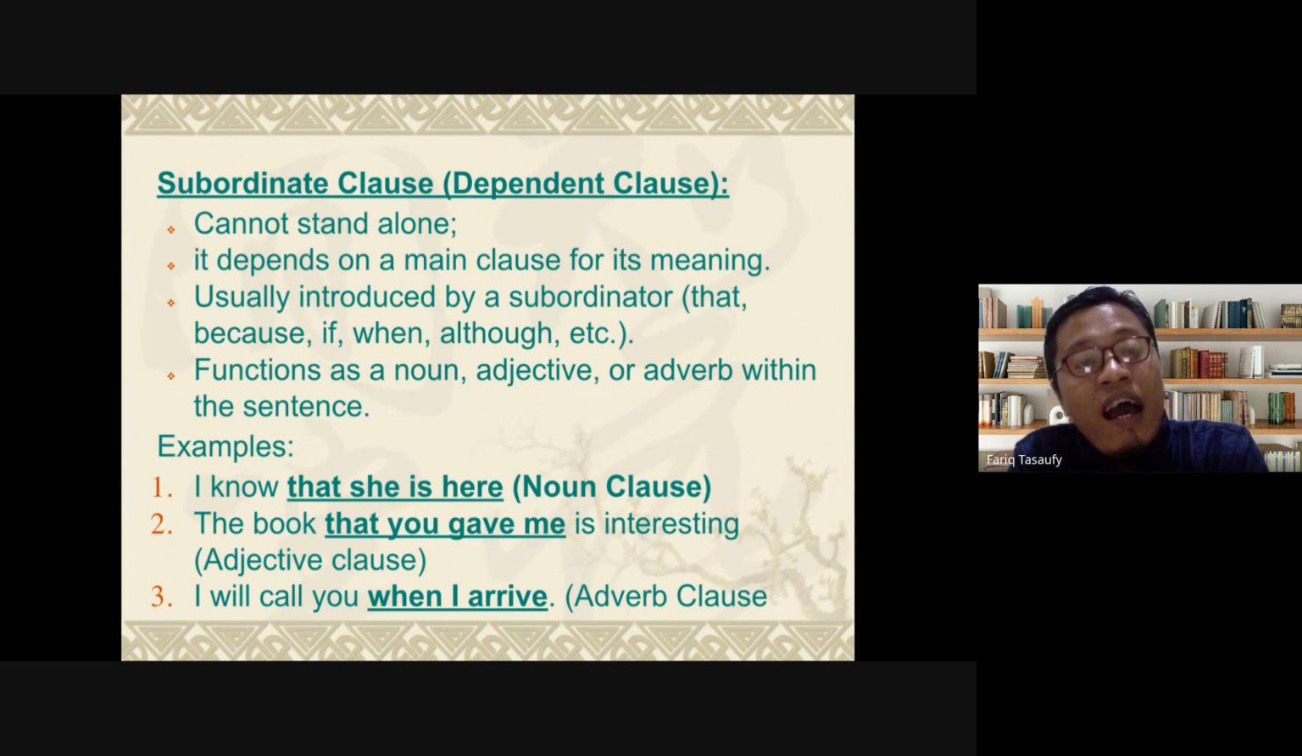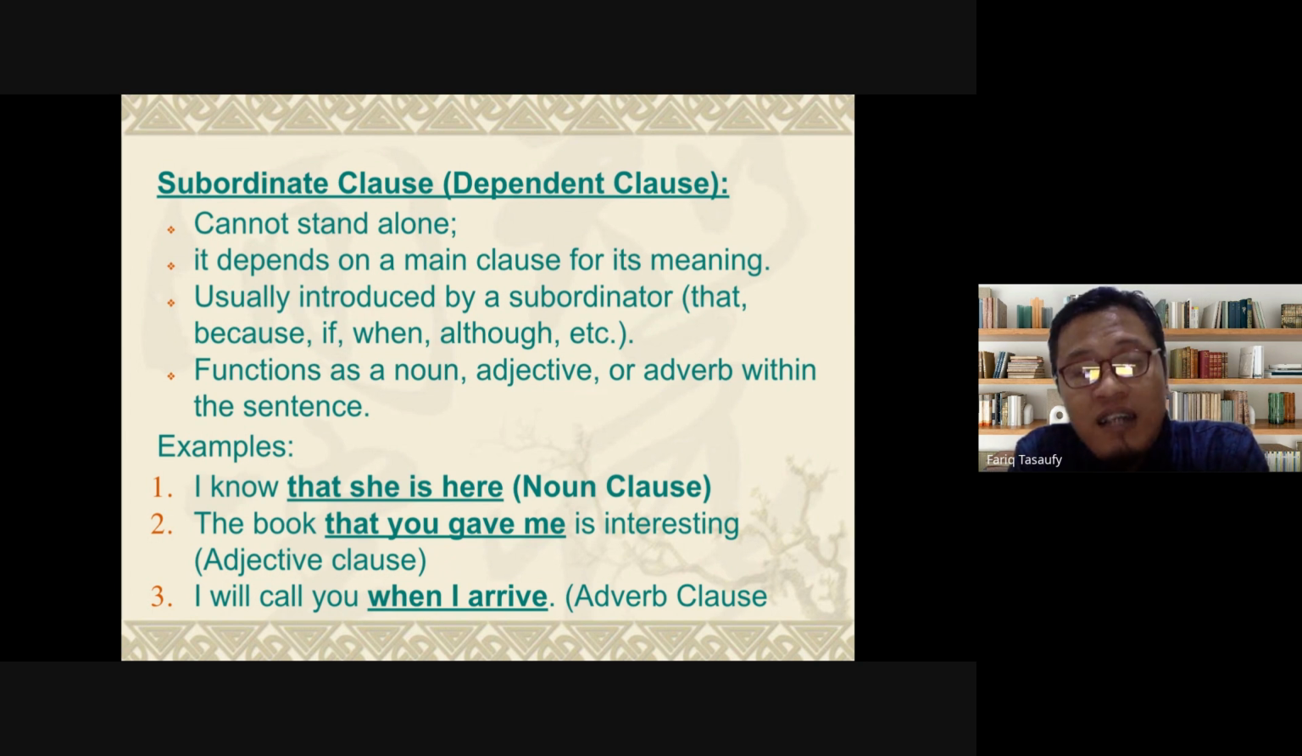The thing that I already know. I know about it. So we can, like, replace another constituent, we can replace it with something that is a noun, that is categorized or in the noun class. Yeah. And the second one is the book that you gave me is interesting.